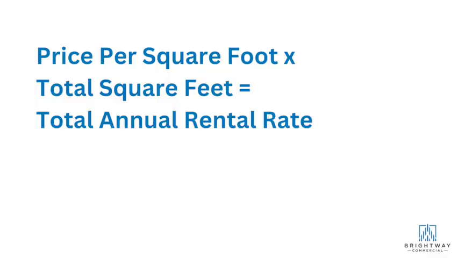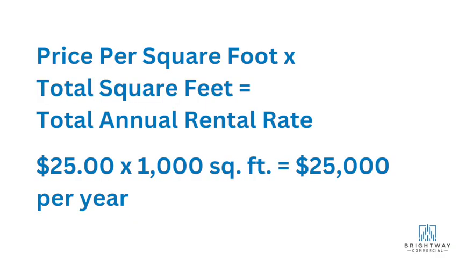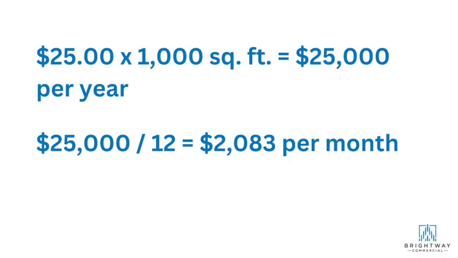For this example, the base rent is $20 per square foot and triple nets are $5 per square foot, totaling $25 per square foot. Here's how you calculate your total annual rent. You take the price per square foot times the total square feet, and that equals the total annual rental rate. So you multiply $25 by 1,000 square feet, that equals $25,000 per year. To find your monthly rent, simply divide by 12. $25,000 divided by 12 months equals $2,083 per month.